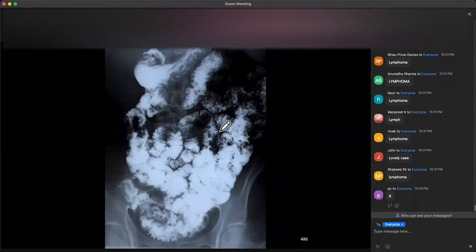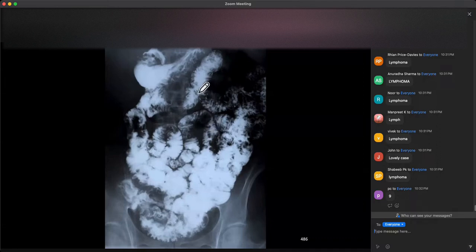Okay, this is another case of lymphoma. This time, the lymphoma is involving the small bowel. We've got bowel loop separation. We've got lots and lots of intraluminal filling defects.